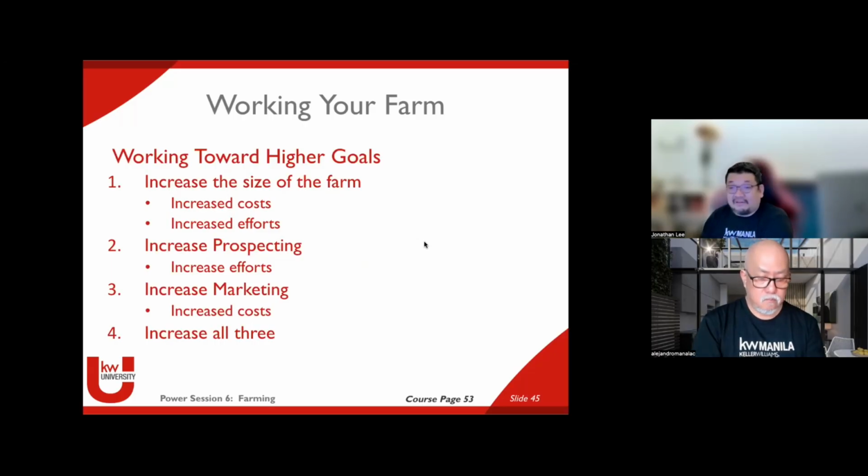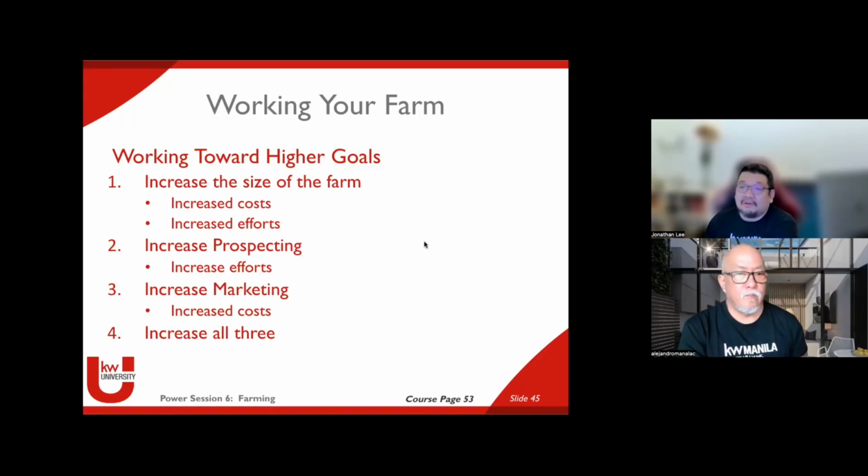Working in your farm, increase the size of your farm, increase your cost, increase your effort, increase prospecting, increase marketing, increase all three. When you want to build a bigger farm, when you want to do much bigger things, that's where you start sizing up. When you start small and go think big, start small, grow deep, right?